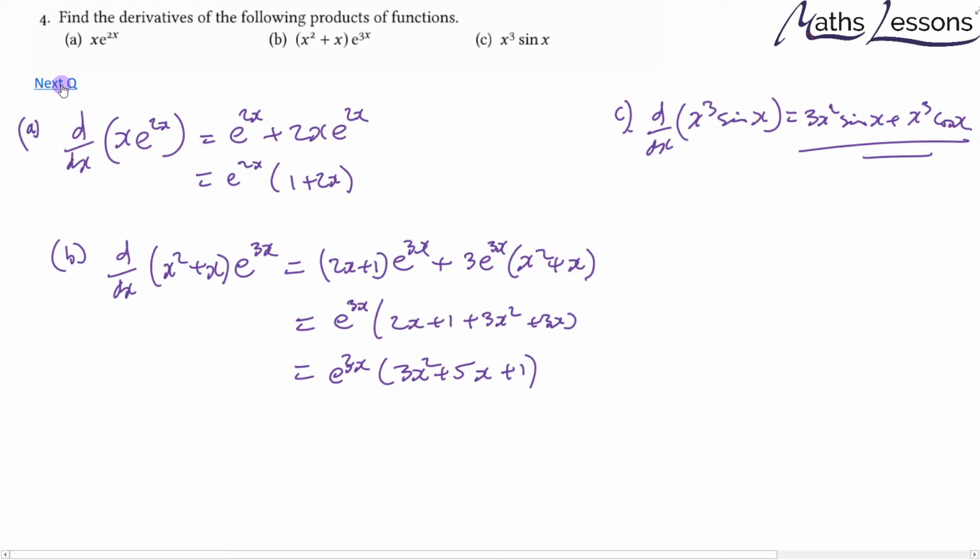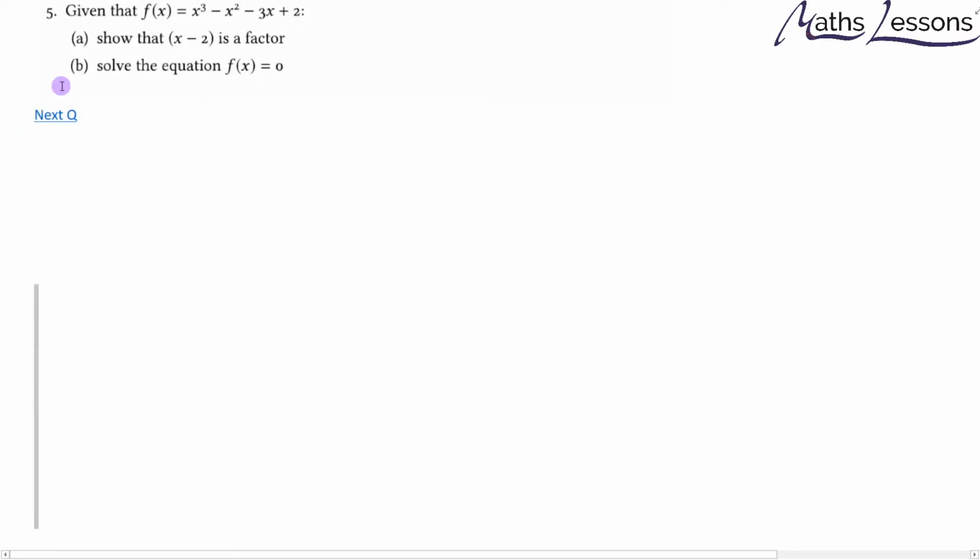Right, so that's question 4. Let's move on to question 5. There's no questions so far in the stream. So question 5, show that x minus 2 is a factor and solve this equation. I think, again, this is probably a 2-minute problem. Here you go.